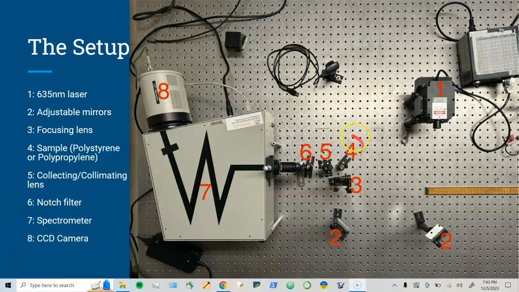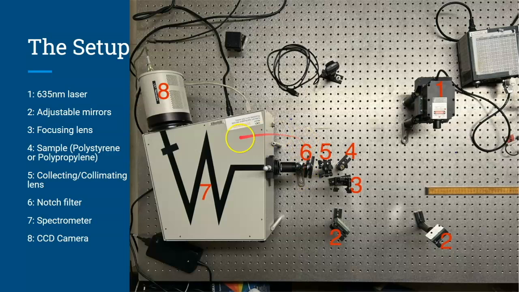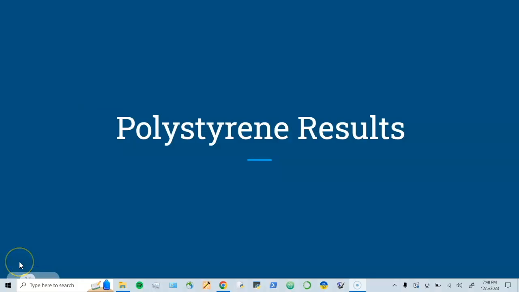Our notch filter at number 6 lets through wavelengths from 527 nanometers to 797 nanometers, but filters out specifically 623 through 647 nanometers. That filters out most of the Rayleigh scattered light that has the same wavelength as our 635 nanometer laser. Then at 7, we have the actual spectrometer itself, and it shows the path it takes, which we showed earlier in a diagram. And 8 is our CCD camera. Next, we'll discuss the results that we actually got.